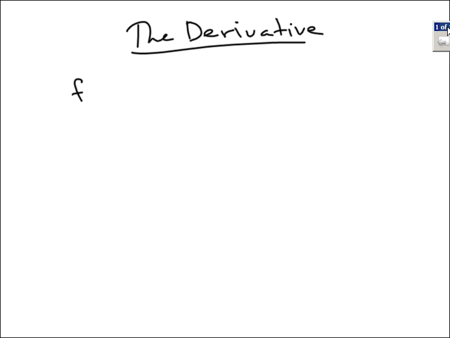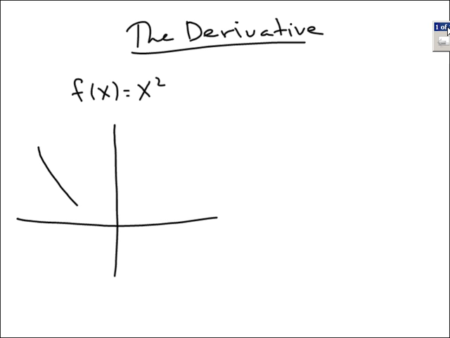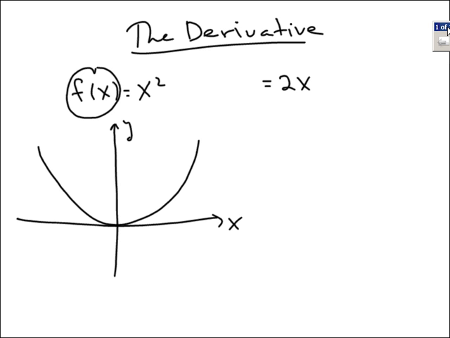If you have the function f of x is equal to x squared, that function looks like this. X and y. And I'm going to tell you what the derivative is. The derivative is 2x. That is, the derivative of f of x is 2x. And it's denoted by f prime of x. That means the derivative of x.